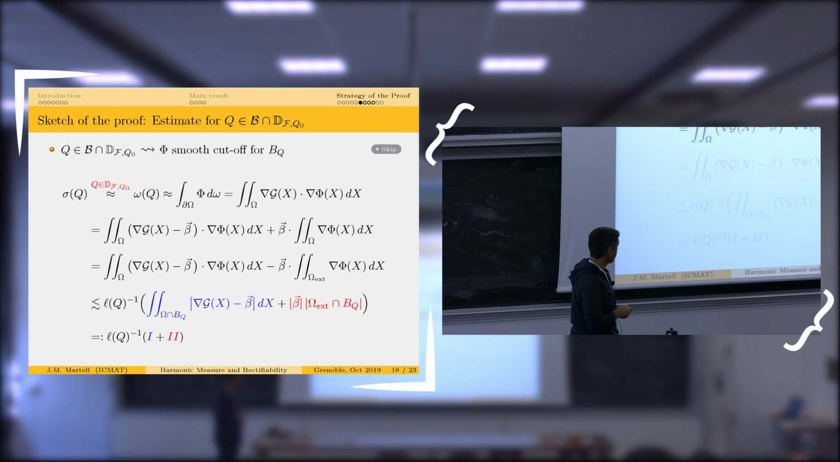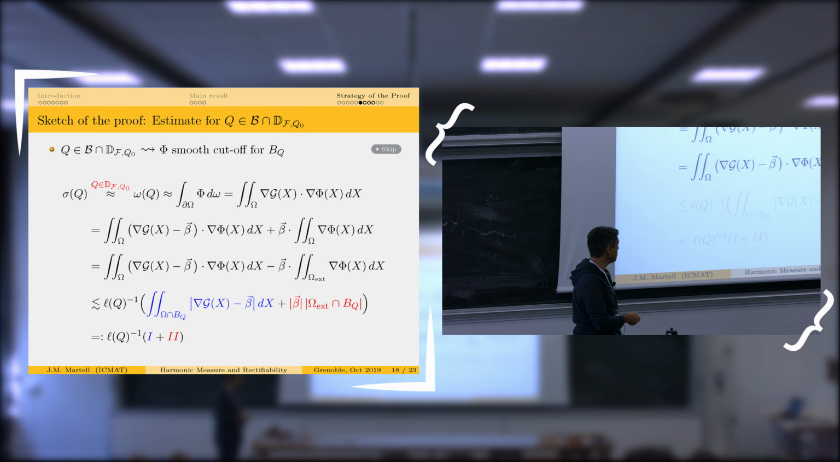All right. But because this is a smooth cutoff, the integral of the gradient in the whole domain is 0. So I can replace the domain with a minus by the exterior domain, right? Because the full integral is 0, and the full integral is equal to the integral inside the domain and the integral outside the domain. The boundary has measure 0, right? So in particular, I can put this. So I'm bringing in the exterior domain, okay?